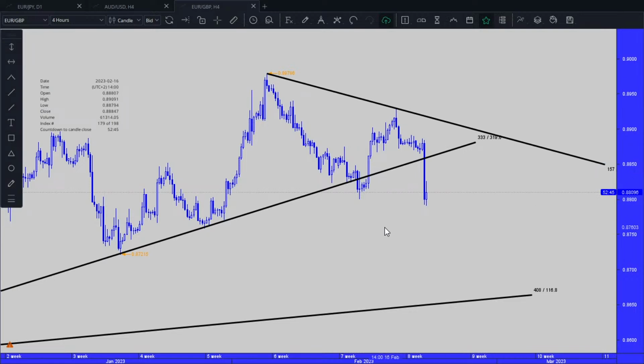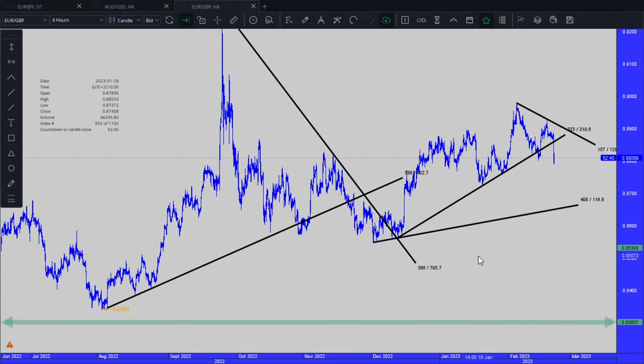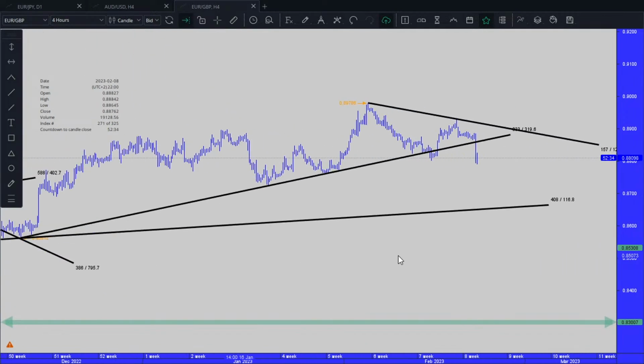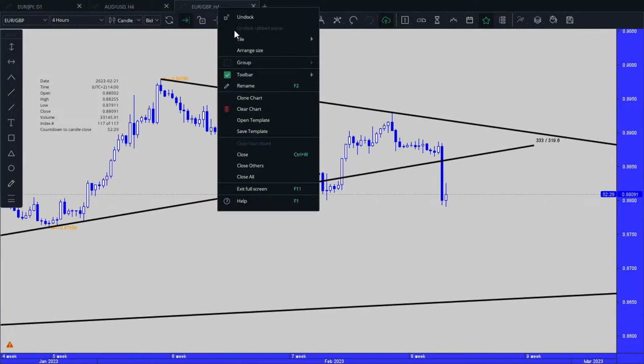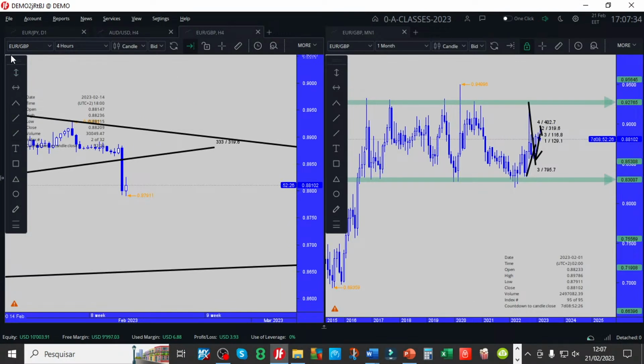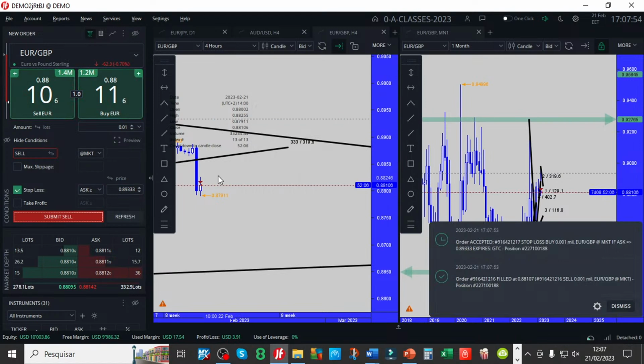Short on the short-term trend for our chart, everybody. Some of you are still mixing market waves with the short-term trend, right? Short on the short-term trend. Exit, and we are here. Euro GBP sell, stop loss is going to be 0.89333. Okay, submit sell. There you go.